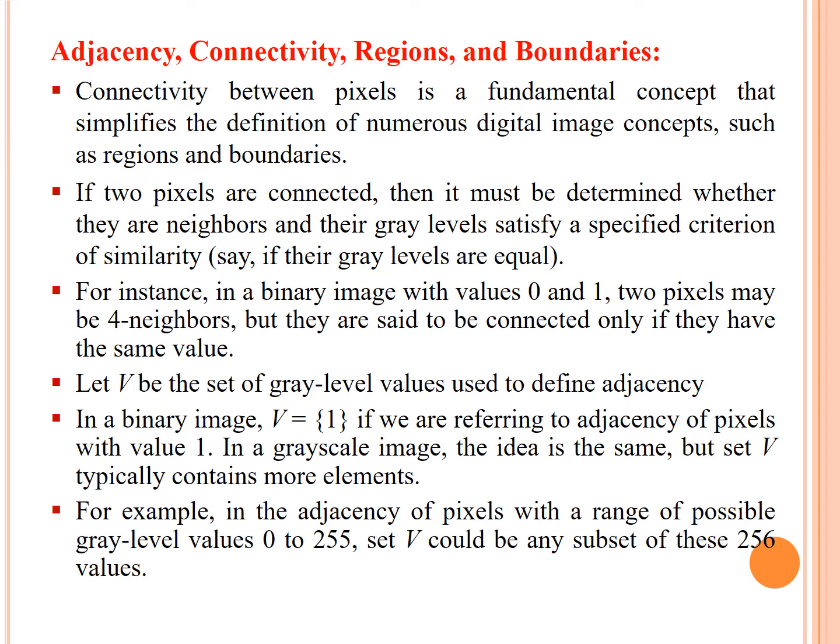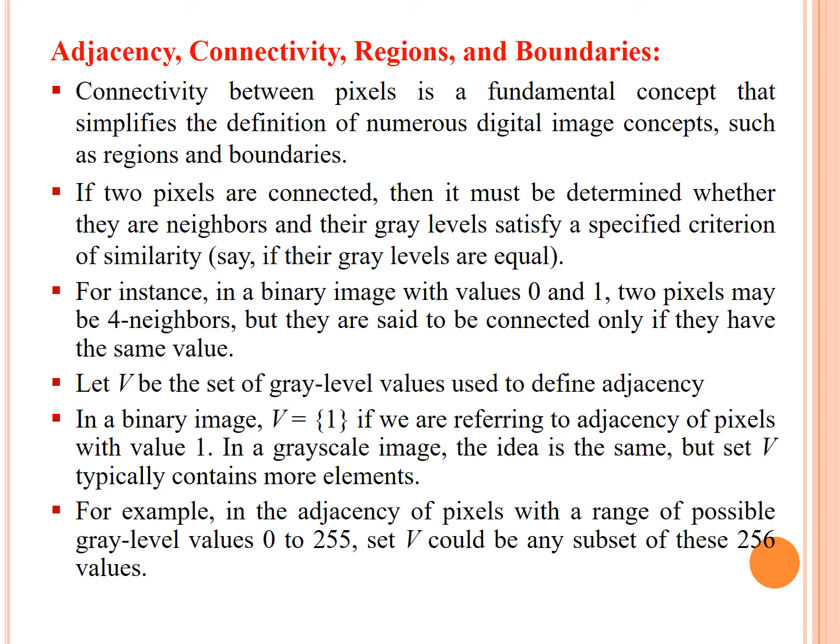Now we'll see adjacency, connectivity, regions and boundaries. Connectivity between pixels simplifies the definition of numerous digital image concepts such as regions and boundaries. If two pixels are connected, then it must be determined whether they are neighbors and their gray levels satisfy a specified criteria of similarity, for example, if their gray levels are equal. For instance, in a binary image with values 0 and 1, two pixels may be 4 neighbors, but they are said to be connected only if they have the same value.